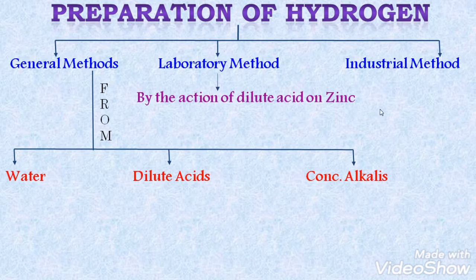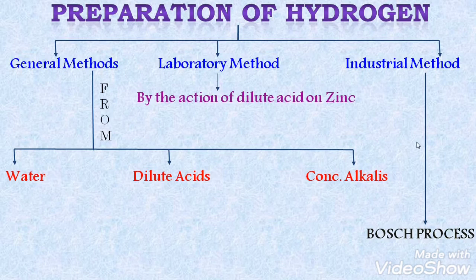We have an industrial method of preparation, and that is the Bosch process. This is the only process in the industrial method that you will be learning according to the scope of the syllabus for this particular standard. We will learn each of these methods in a little more detailed way.